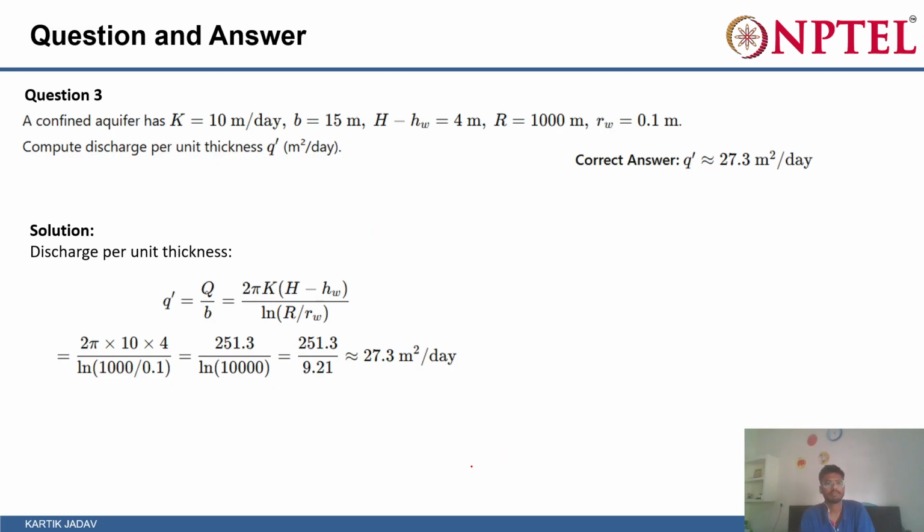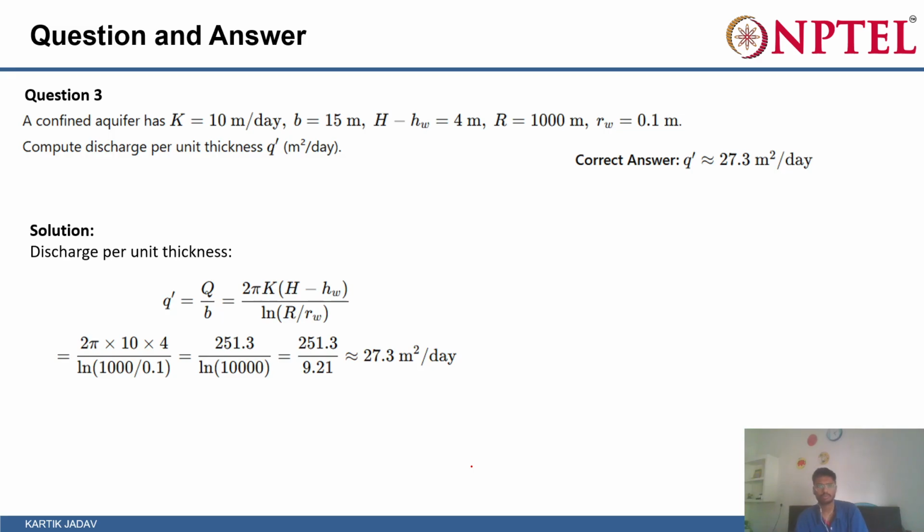Question number three: a confined aquifer has K equal to 10 meter per day, B is 15 meter, H minus HW is equal to 4, basically it is a drawdown, R is equal to 1000 meter, RW is 0.1 meter, and compute. We need to compute discharge per unit thickness. So that is Q dash.